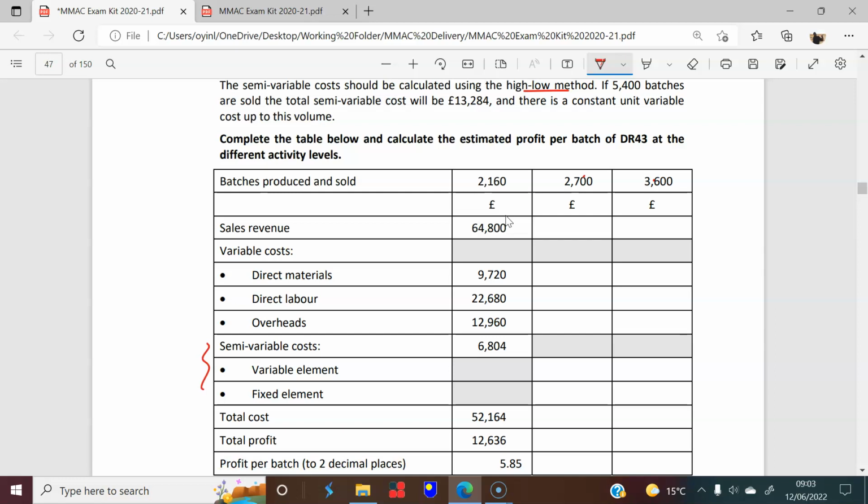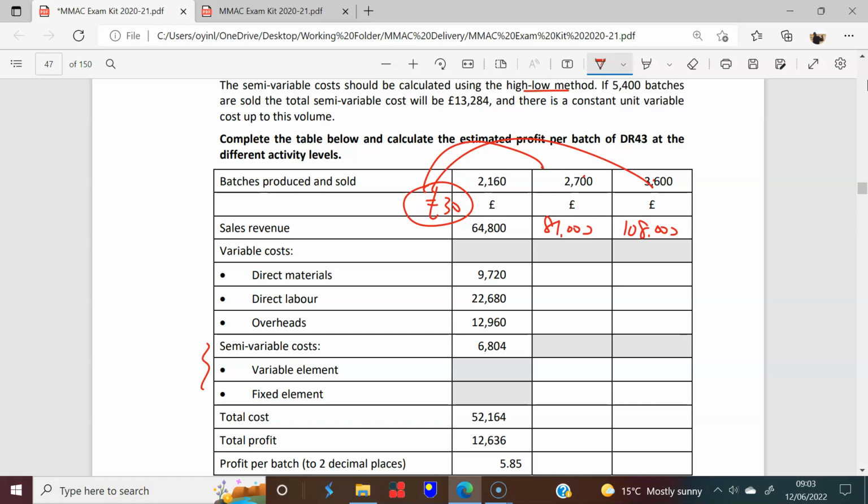But with the variables, that's fine as well. We know what's going on. I can tell you here, you have sales revenue of 64,800, and you have the batches sold here. So you have 64,800 divided by 2,160, and you have £30. So you're selling each for 30. This is variable, so I'm just going to multiply that, aren't I? 30 times 2,700, that's 81,000. 30 times 3,600, and that's 108,000. Right, so those are my revenues.